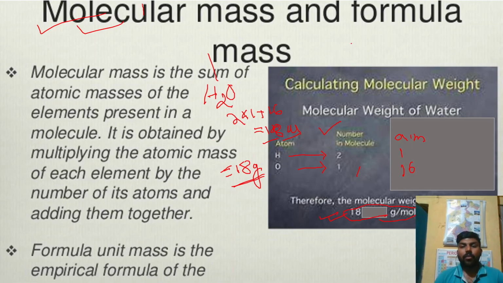Now what does formula mass mean? Some substances are not present as discrete molecules like water or carbon dioxide; they are formed from cations and anions. For example, NaCl is present as Na plus and Cl minus. For this type of compound we do not calculate molecular mass; we use a new term called formula mass. So what is the formula mass of NaCl?